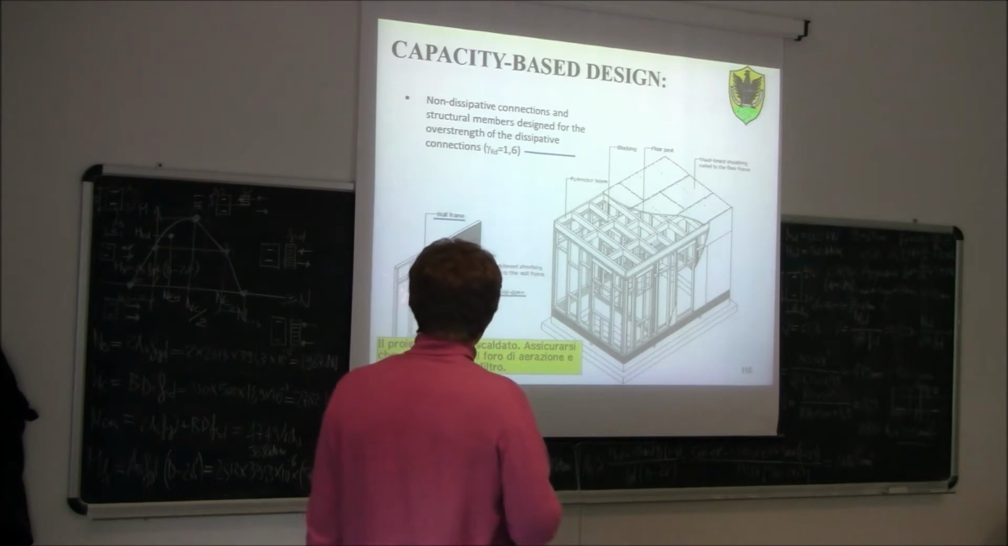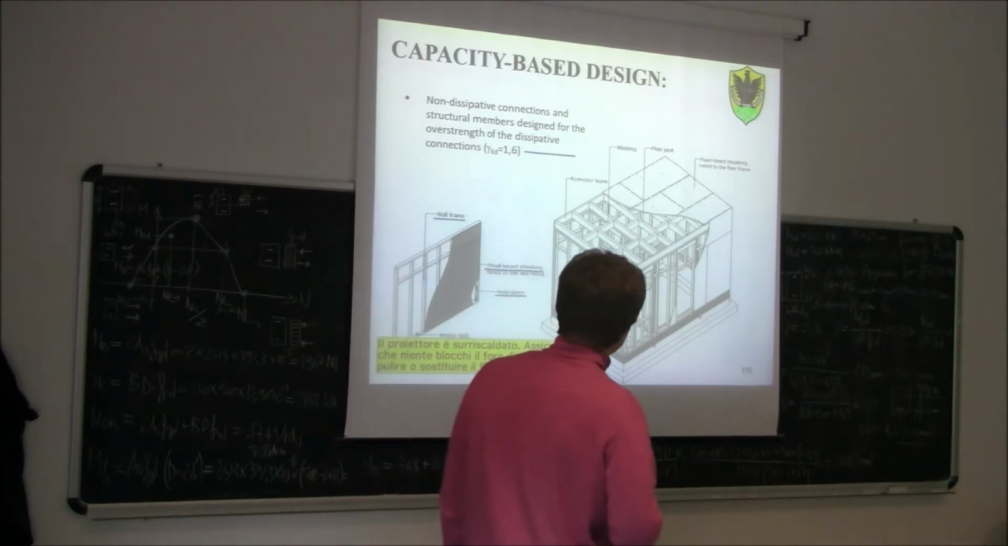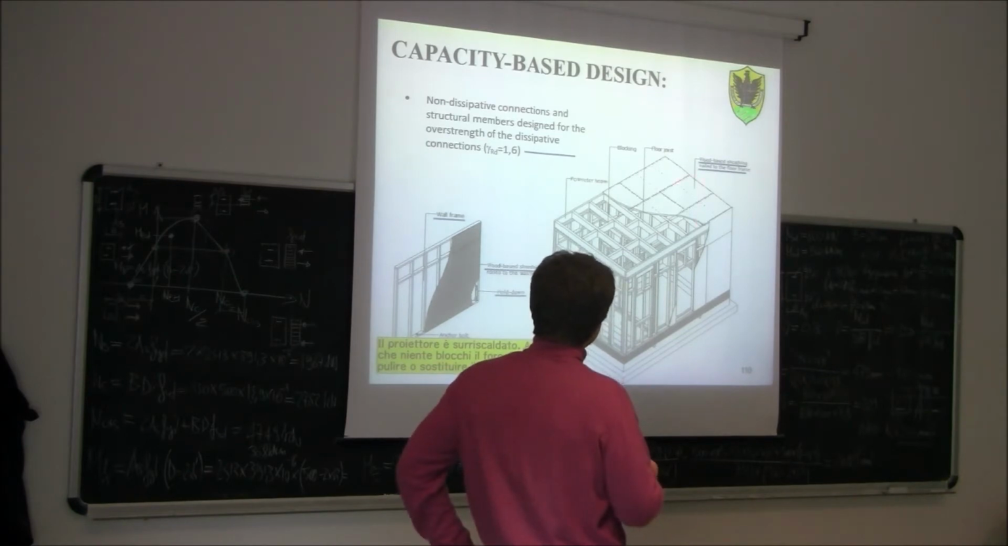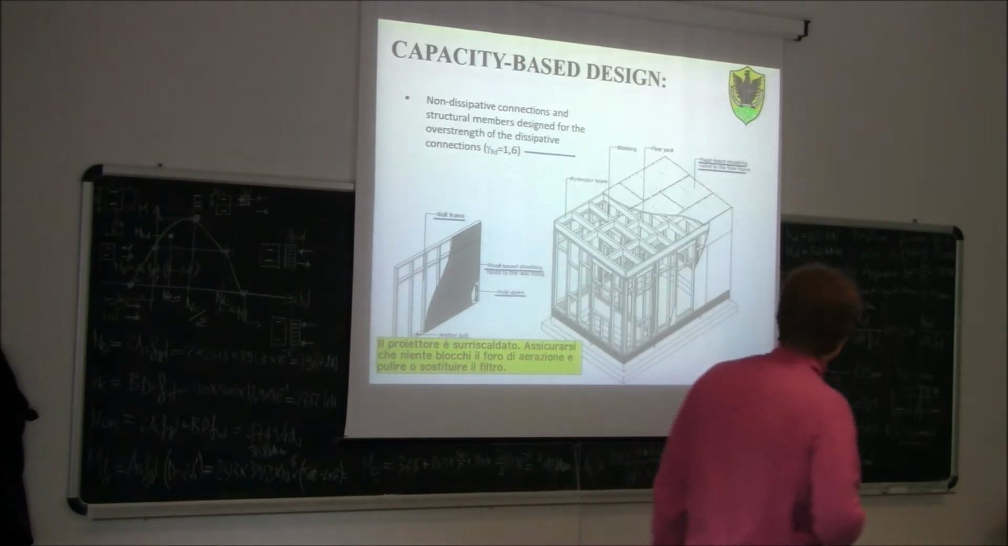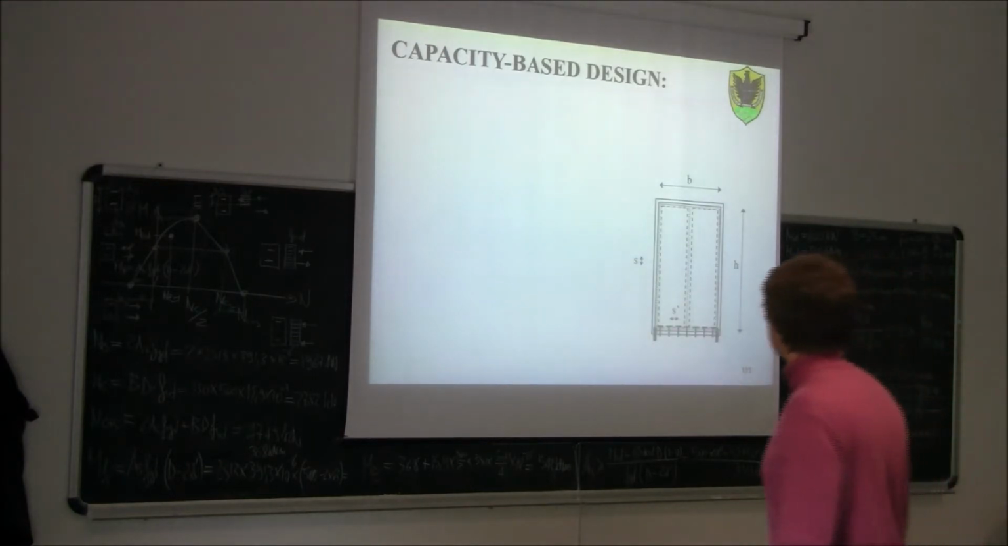The wall frame itself, so the framing, will be over-designed. The sheathing will be over-designed. The sheathing used for the flooring system, the perimeter beams, the blocking, the joists, and also the nail connection between the sheathing and the framing in the floor will be designed for the overstrength of the nail connection of the wall.